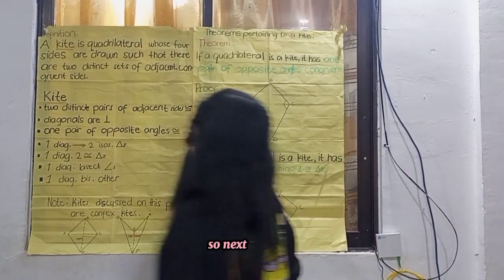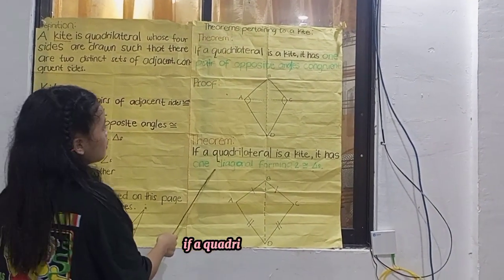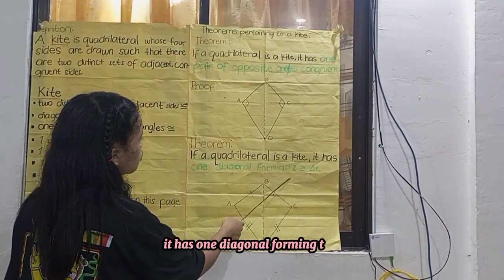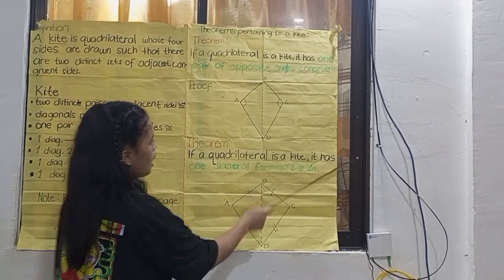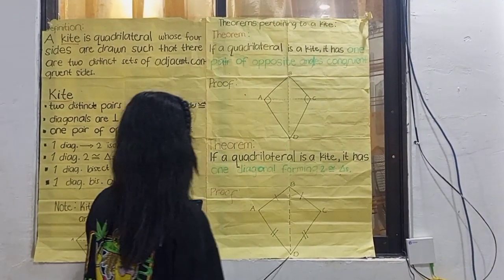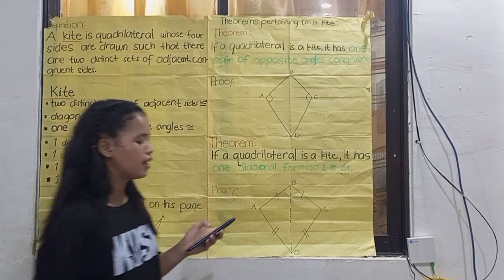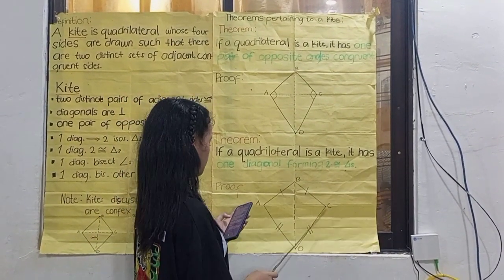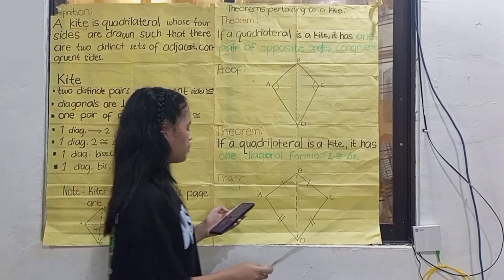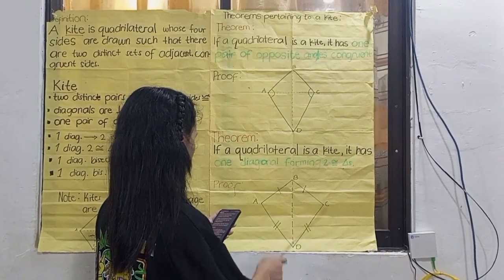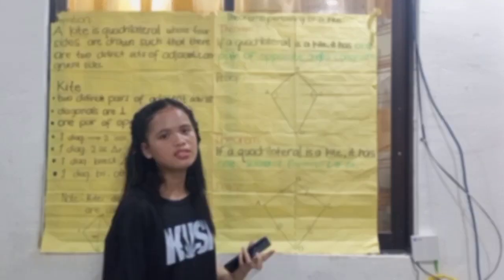So next, theorem: if a quadrilateral is a kite, it has one diagonal forming two congruent triangles. The quadrilateral ABCD is a kite with a diagonal AC. So the triangles ABC and ADC are congruent.